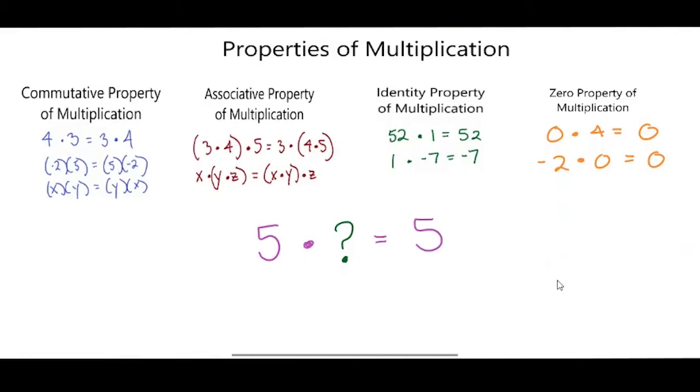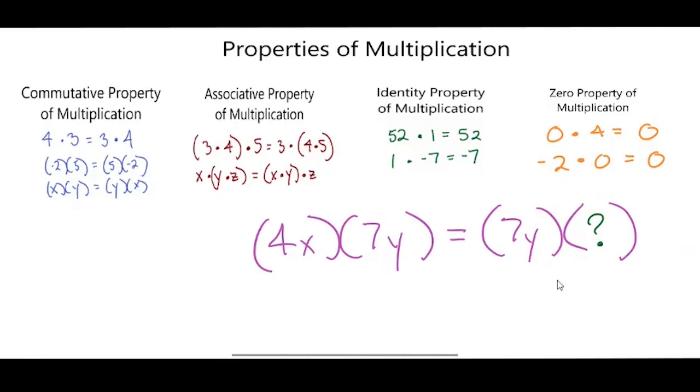All right, here I have 5 times question mark equals 5. So I need to know, 1, what property is this? And 2, what is the question mark? Well, if I have 5 times something and it still equals 5, I know that the question mark equals 1 because 5 times 1 is 5. So what property says if I multiply by 1 that I get the same number? Well, that would be the identity property.